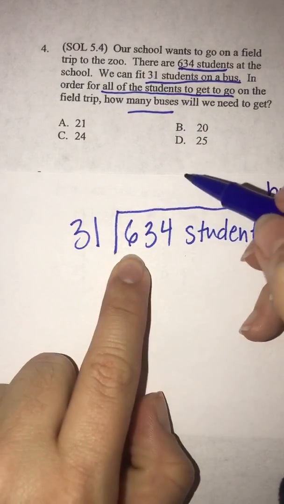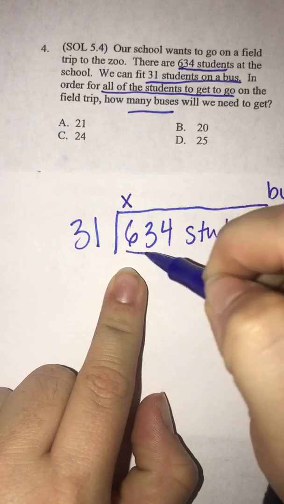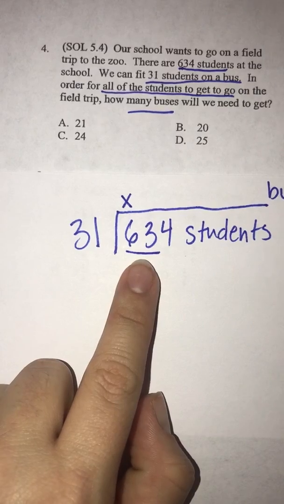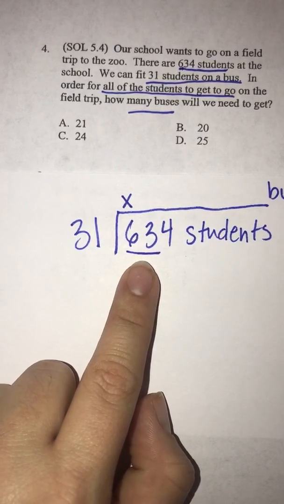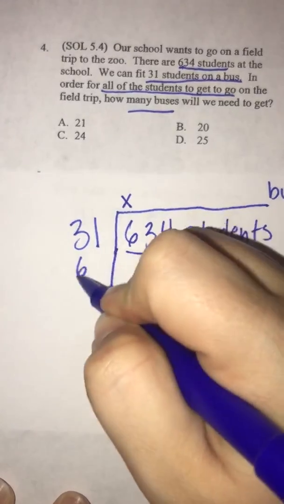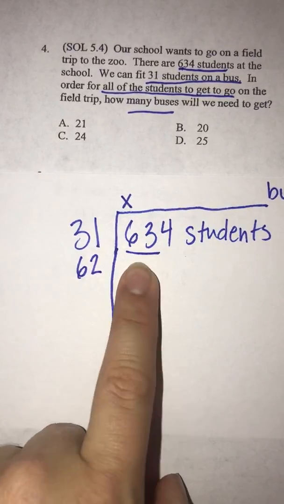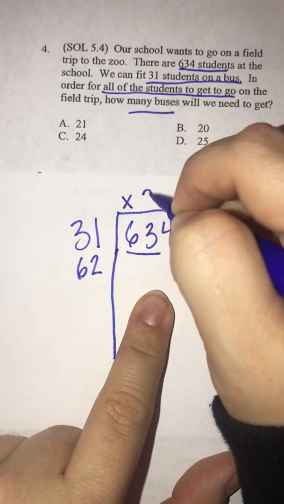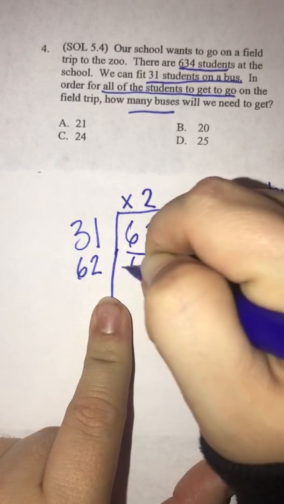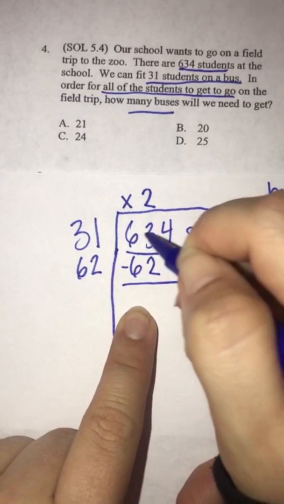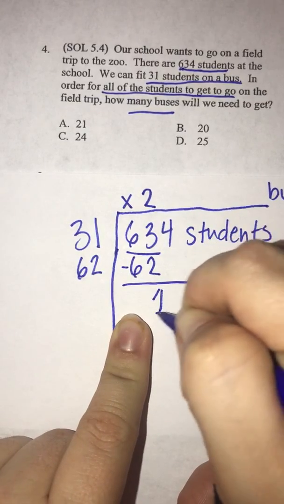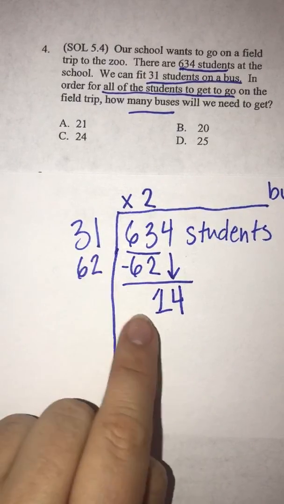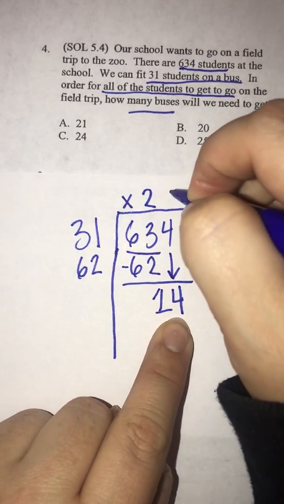So 31, can 31 go into 6? Nope. Can 31 go into 63? So I know it can go one time. Let's check 2 times. I'm using my calculator as you can. So 31 times 2. 31 times 2 is 62. That's perfect because we're trying to get to 63. We're going to subtract. 63 minus 62 is 1. And then we're going to bring down the next number, which is 14. Can 31 go into 14? The answer is no.